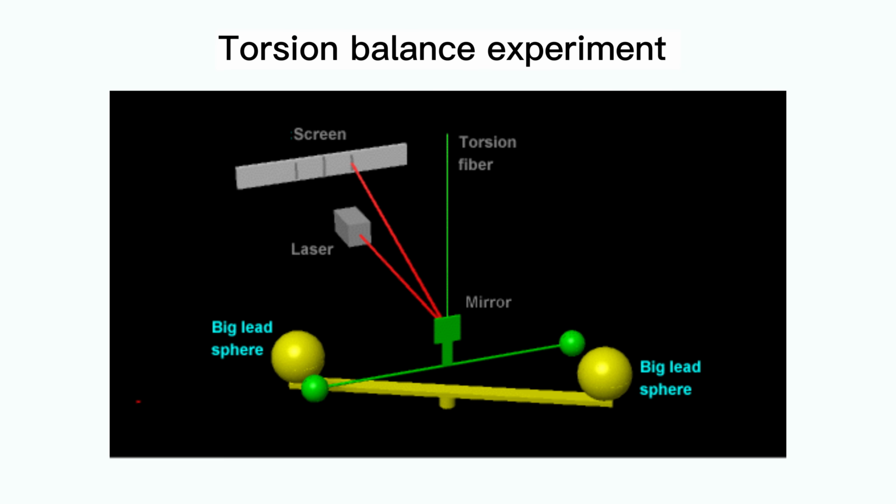In the torsion balance experiment, a delicate balance is suspended by a thin wire and two large masses are positioned near it. The gravitational attraction between the masses causes a small torsion in the balance, which is detected as a twist in the wire. By measuring the twist, the force of gravity between the masses can be calculated and the value of G can be determined.